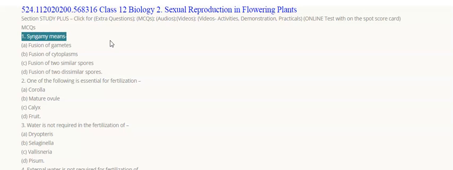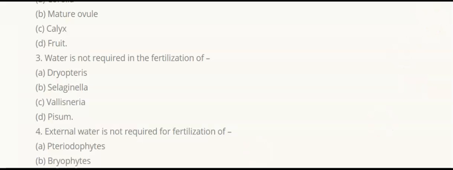Now question number 2: one of the following is essential for fertilization. So fertilization is where male and female gametes fuse. Now here the options are corolla, calyx. Corolla and calyx are non-essential parts of a flower. As you are aware, a flower has two parts, essential parts and non-essential parts. In essential parts, also called reproductive parts, we have androecium and gynoecium. Androecium is represented by stamens and gynoecium is pistil or carpel, and carpel has ovules. So here we will go with option B, that is, the correct option is mature ovule, because the other three really do not matter much in reproduction.